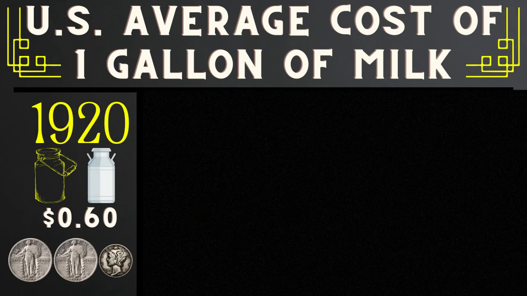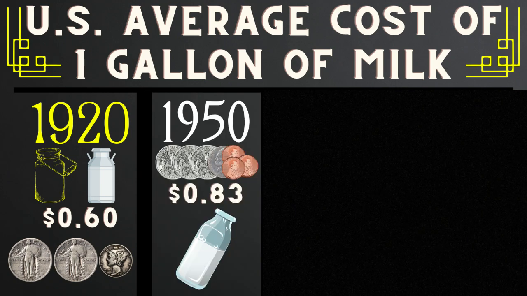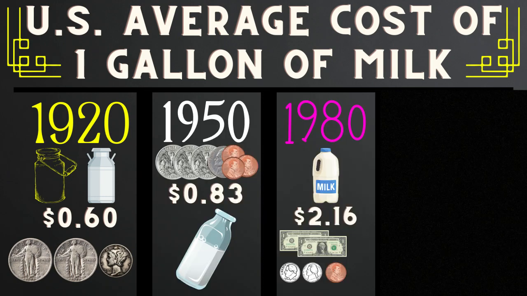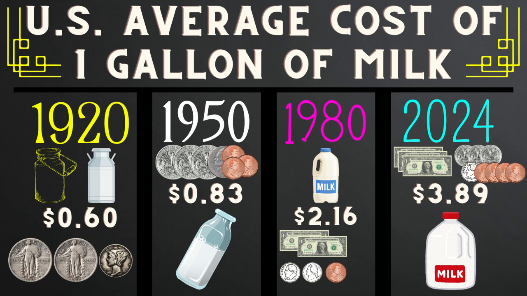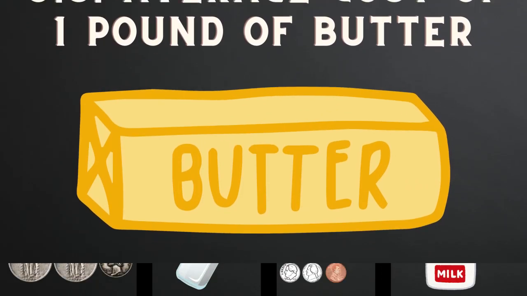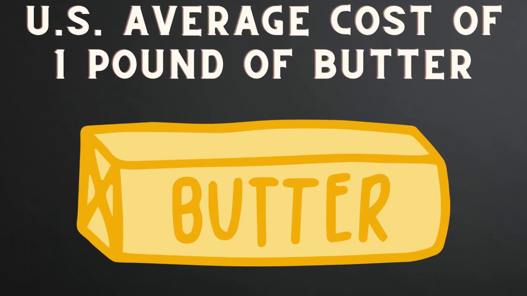Now, we'll take a look at the average cost of 1 gallon of milk in the U.S. In 1920, it was only 60 cents. In 1950, it rose slightly to 83 cents. In 1980, it rose to $2.16. And now, it's at $3.89.